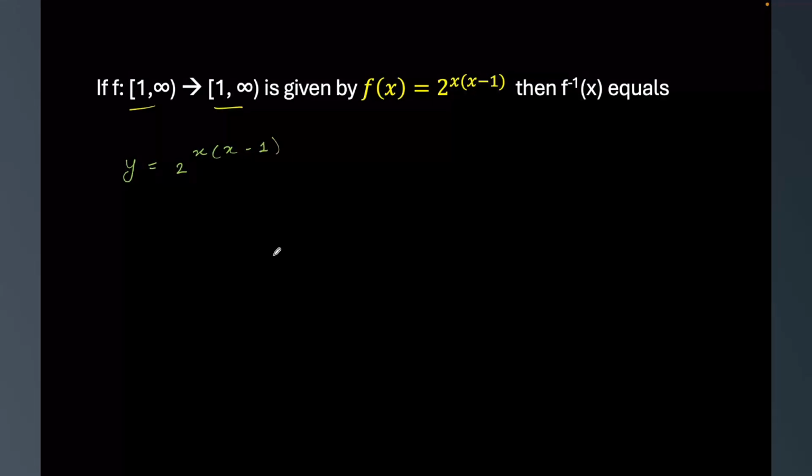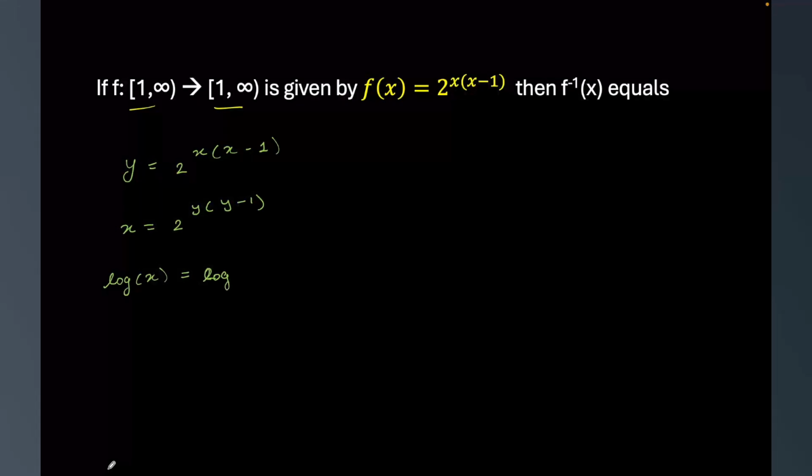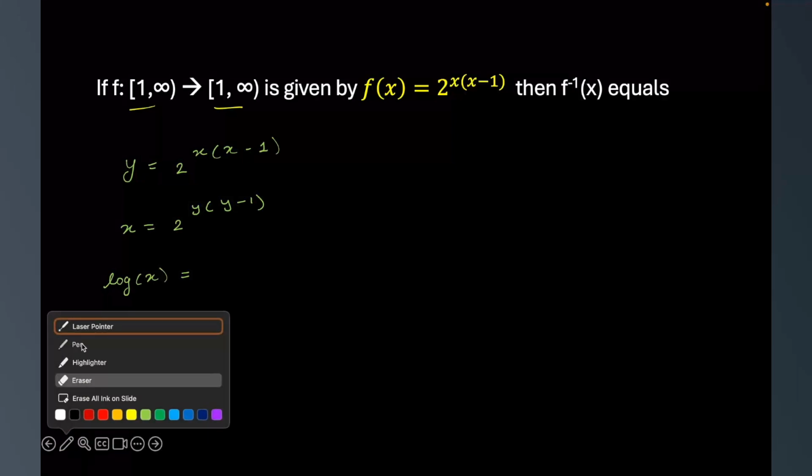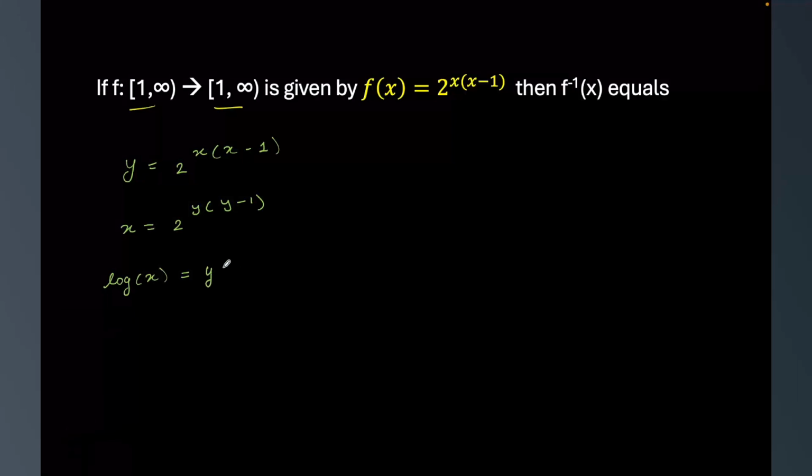Well, the most ideal way to solve this would be to take log on both sides. So before I take log, let me just swap the values as well. So I have x is equal to 2 to the power y minus 1. All right. Now I'll have log x is equal to... let me just clean it up a little bit. Okay, so I'll have y times y minus 1 times log base 2.